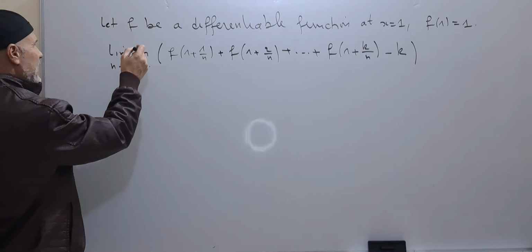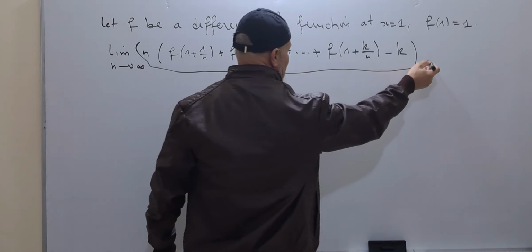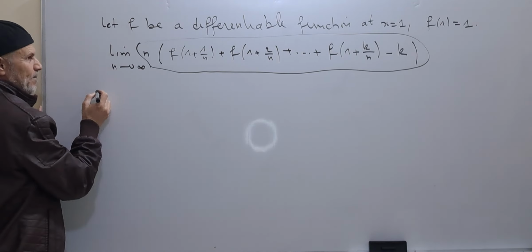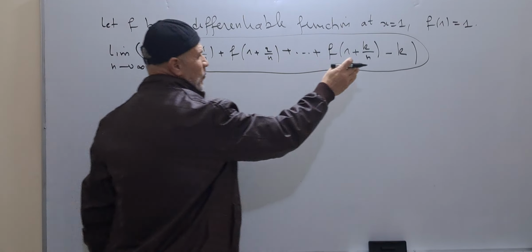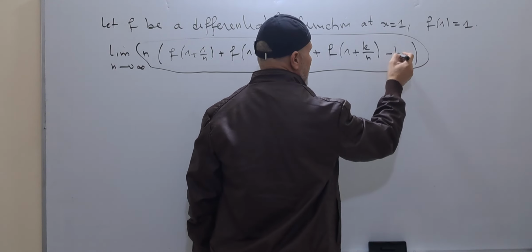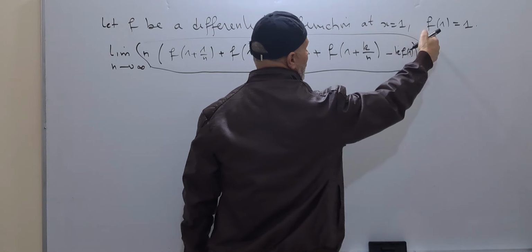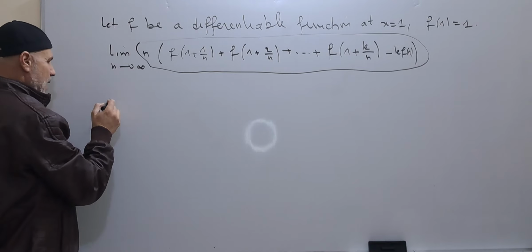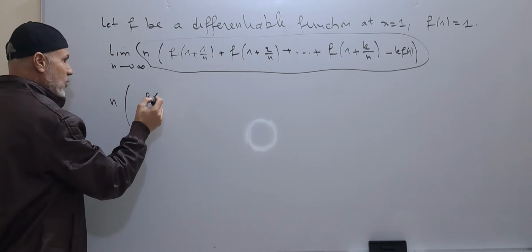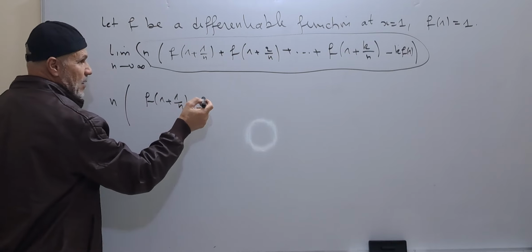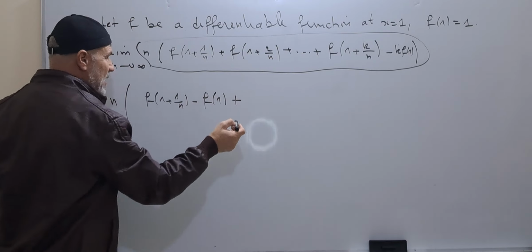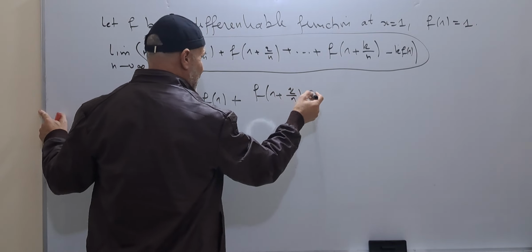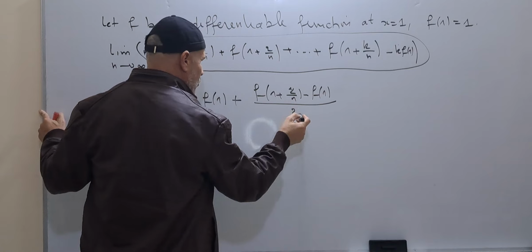What we can do here, we take just this one. We will write it in this form. Minus k, we can write it as minus k f of 1, because f of 1 is equal to 1. Then we transform this formula to n times f of 1 plus 1 over n minus f of 1, plus f of 1 plus 2 over n minus f of 1 over 2 over n.